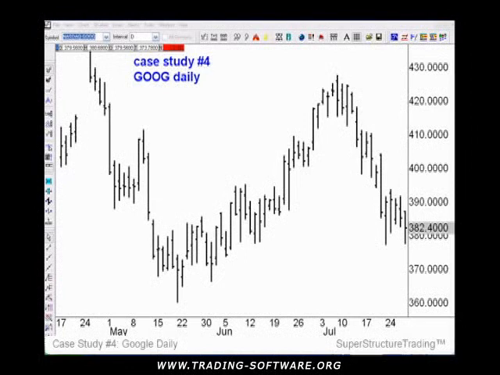Case study number 4. Now let's look at a stock chart. This is the daily Google chart. Let's focus in on that particular bar. It breaks above this high right here. It also breaks above this high here.